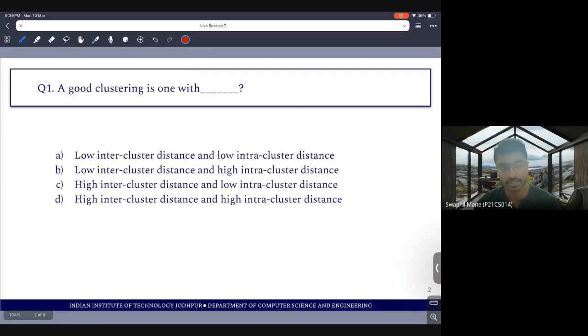Okay, let's move to the first question. The question states that a good clustering is one with dot dot dot. We have four options here, and we need to find out which criterion is suitable for a good clustering. Please first think about which one could be the best, and let me know. After that we'll discuss it.